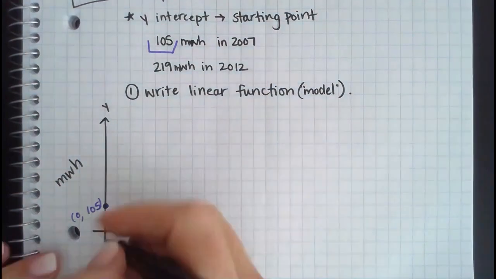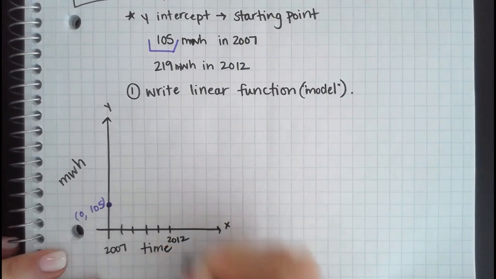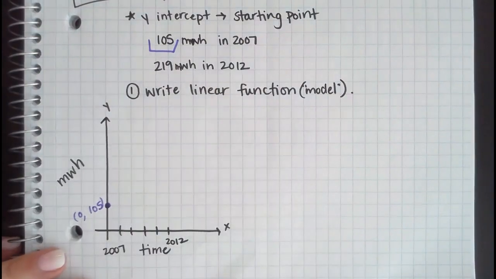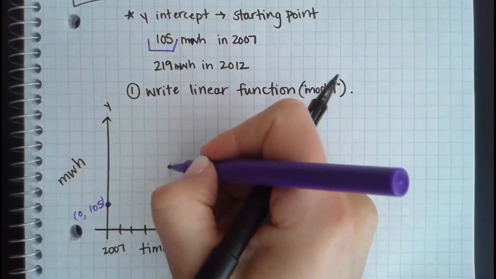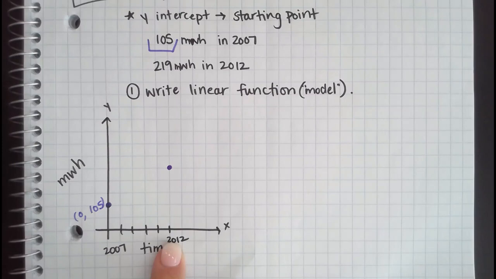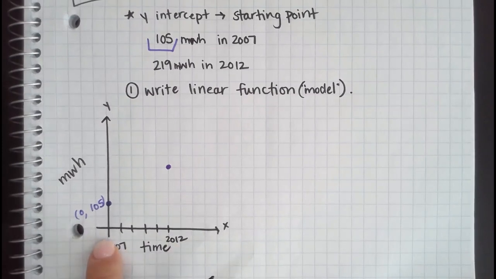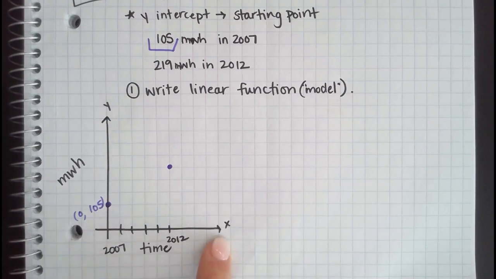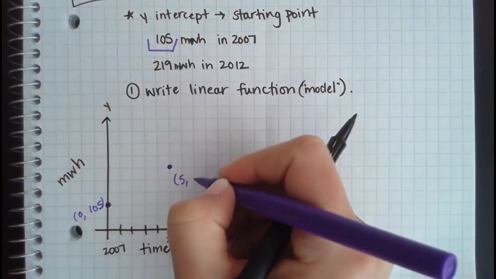We also know that 2007, 8, 9, 10, 11, 12. In 2012, how many megawatt hours are we generating? 219, so it's gone up. Now, notice my x value here is not going to be 2012. What's it actually going to be? This is 0, right? We started here. So it's 5 more, 5 years later. This is basically years since 2007, so this is really at 5, 219.